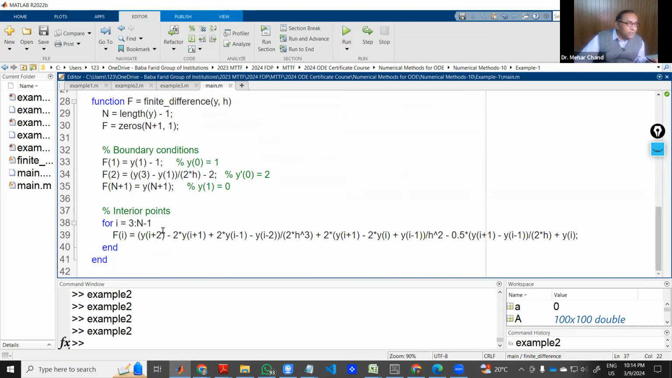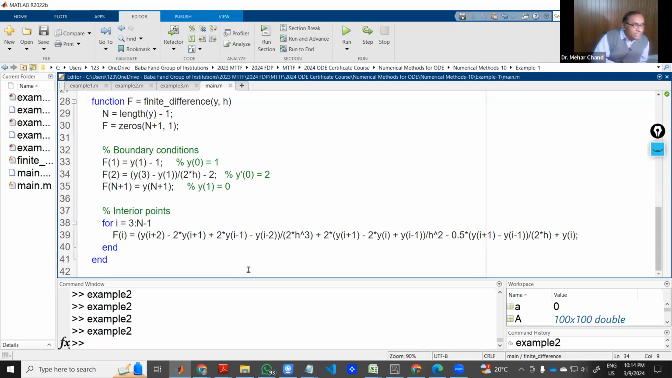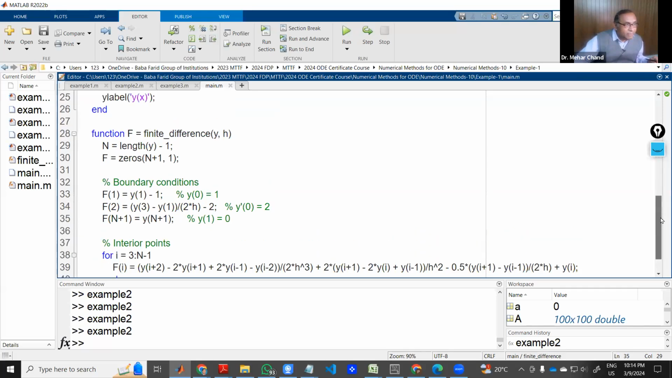Now the interior points will start from i equal to 3 to n minus 1. Here is f1 and f2 already, and it is f n plus 1. The interior loop points are from i equal to 3 to n minus 1. We will exempt 2 points from the left hand side in the beginning and 2 from the end. So this is the loop to compute all the interior points, and the other things are the same.